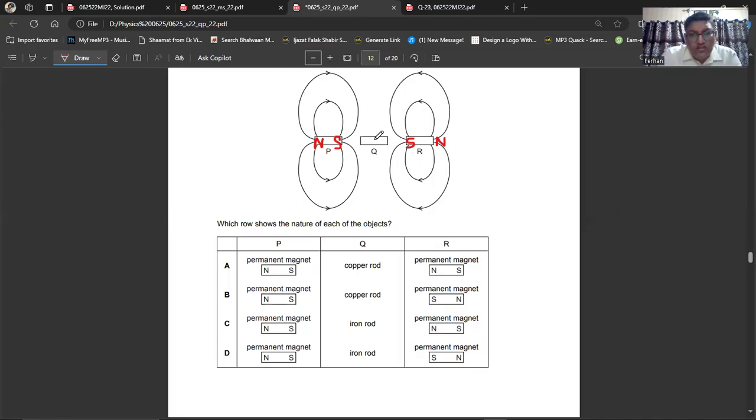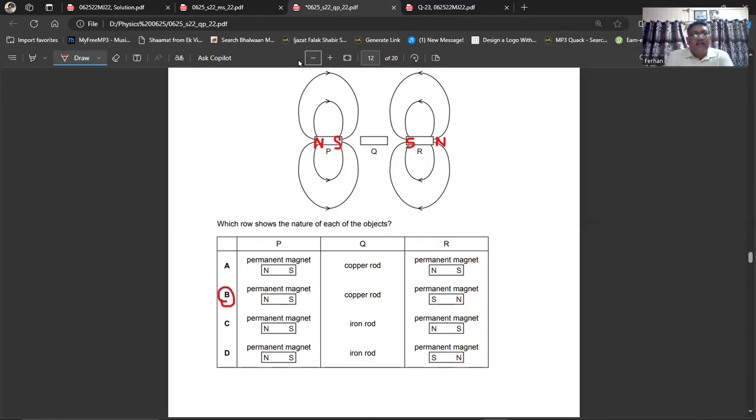polarity. So that cannot be iron, because iron does magnetic induction, which means when you place a piece of iron near a magnet, the north and south poles are automatically developed on the iron. So it must be copper. So I think B is the choice. See, north, south, north, south, south, north, copper rod.